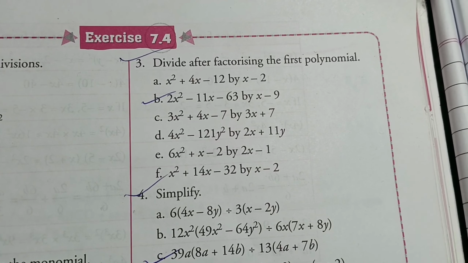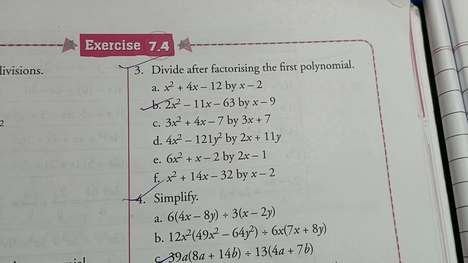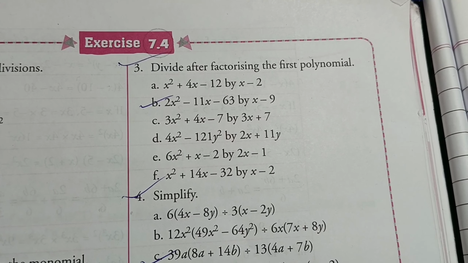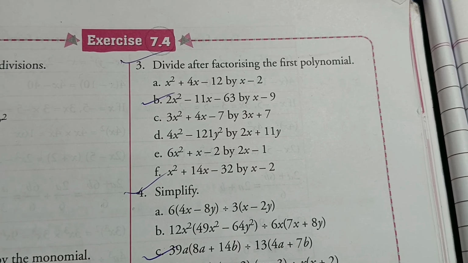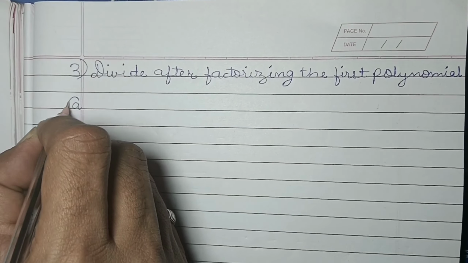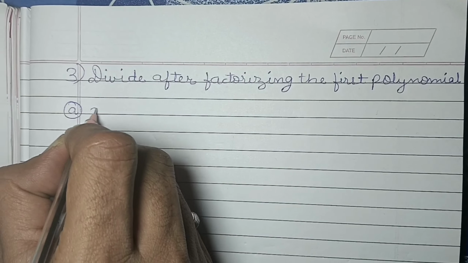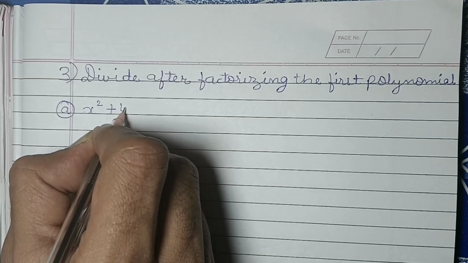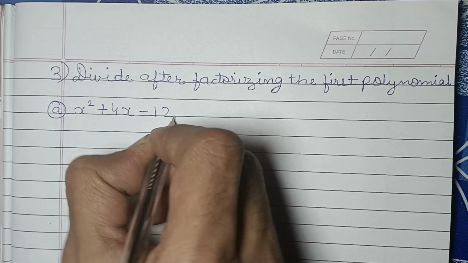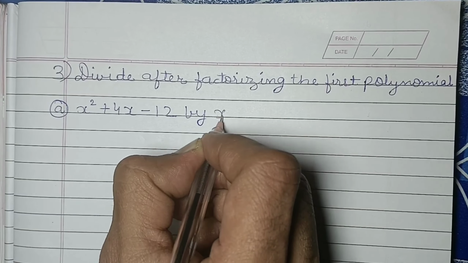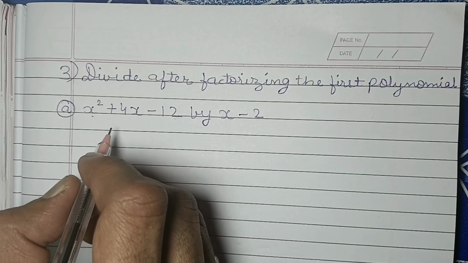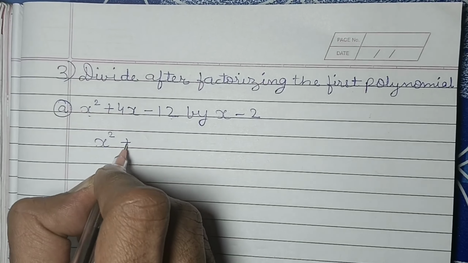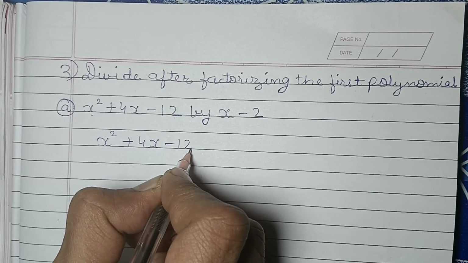Okay, so now we'll solve question number 3 from exercise 7.4, which is to divide after factorizing the first polynomial. So we'll solve the first question: x square plus 4x minus 12 divided by x minus 2. First we'll factorize this first polynomial, x square plus 4x minus 12.